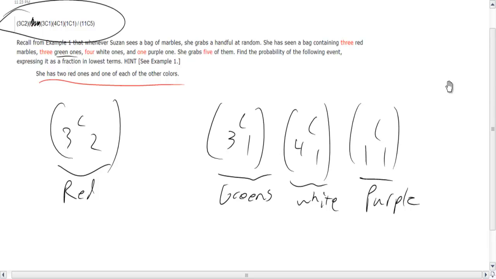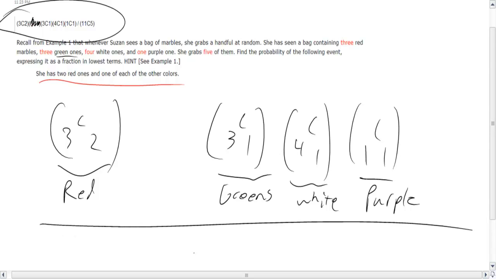And then your denominator looks right. Just out of the 11 total marbles, we're going to pick 5, because for the denominator, for the probability, the denominator would say every single possible outcome with no restrictions. So if there's 11 total marbles, we're going to pick 5. We don't care if we get the 2 reds and one of each color. You just say 11 combinations of 5.